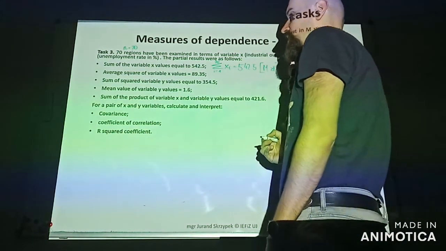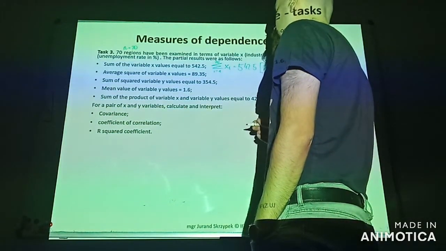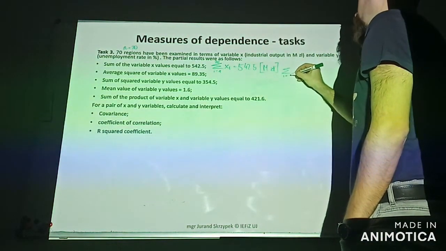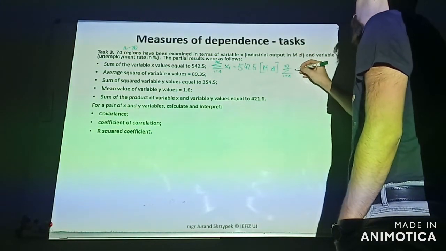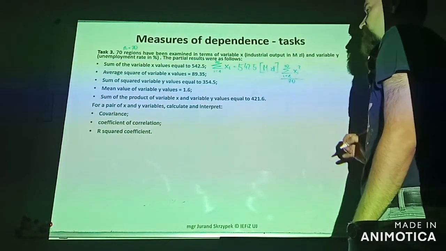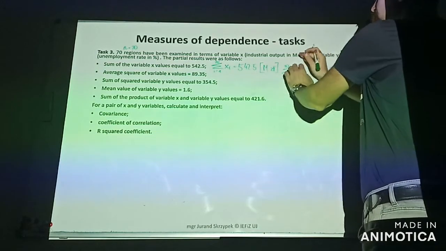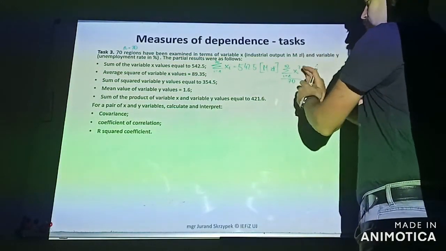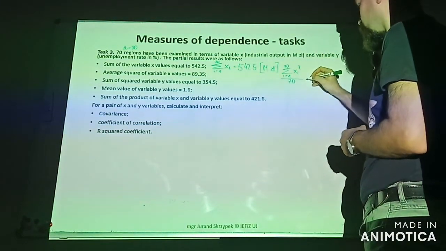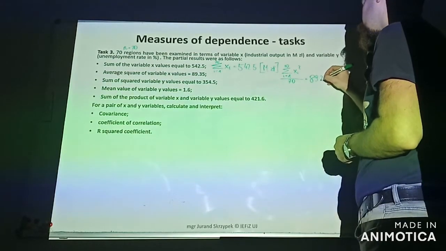Okay, average square of variable x values is equal to 89.33. Average square is the sum from i equal 1 up to 70 of squared values divided by n, the population size, divided by 70. Alright. This is the sum of squares. This is the average square. Average square of variable x values is 89.35.